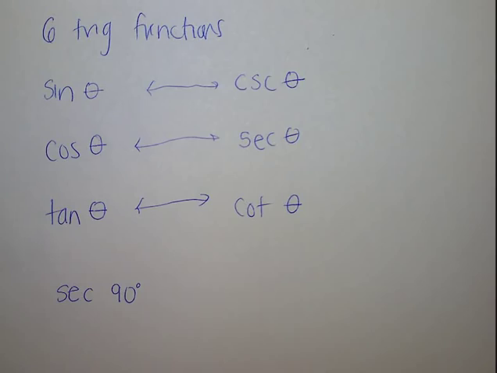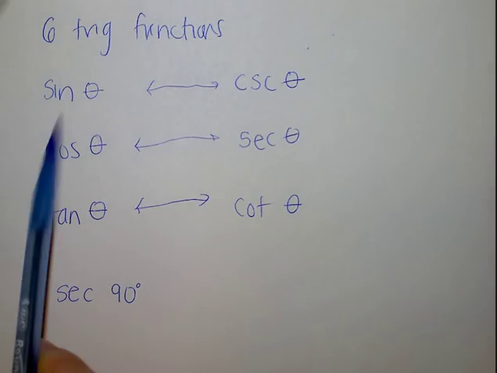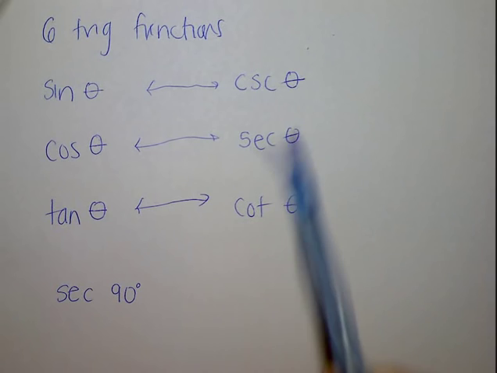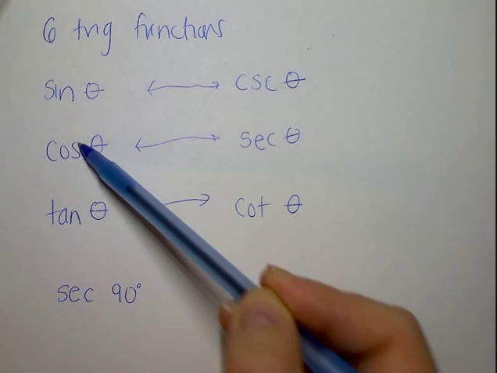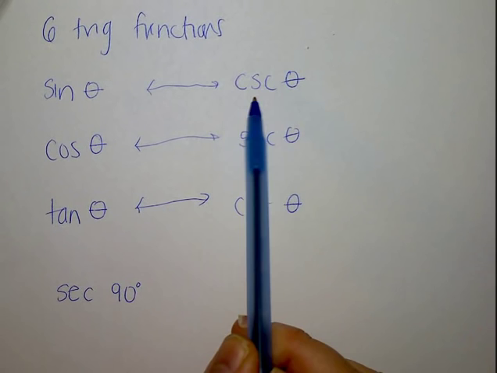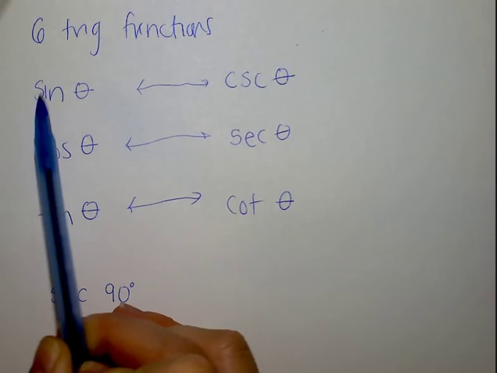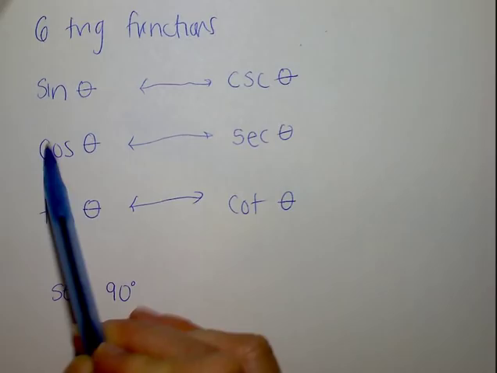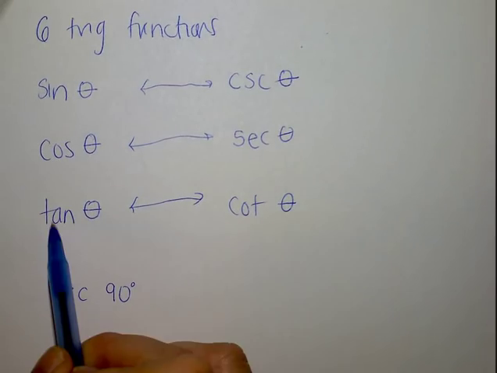The 6 trig functions are sine, cosine, and tangent, which you already know. And then these are the reciprocals of each one that we learned last week. This is pronounced cosecant. It is the reciprocal of sine. Secant is the reciprocal of cosine. And cotangent is the reciprocal of tangent.